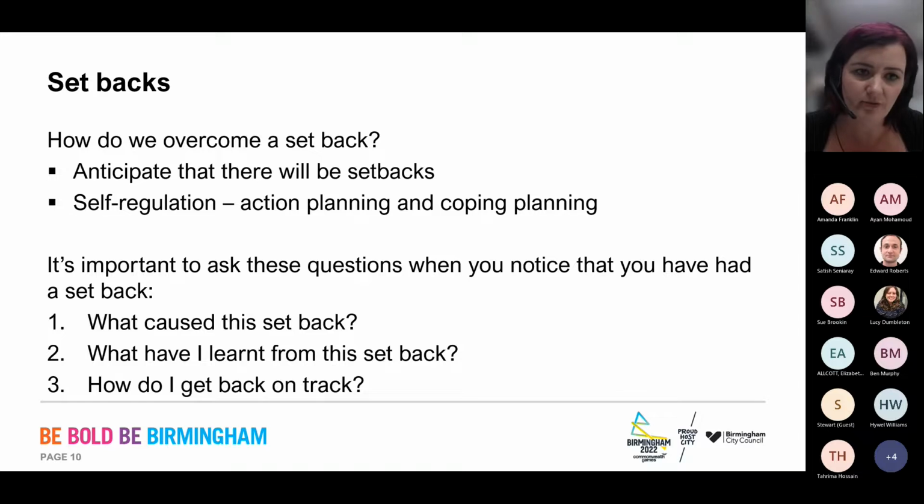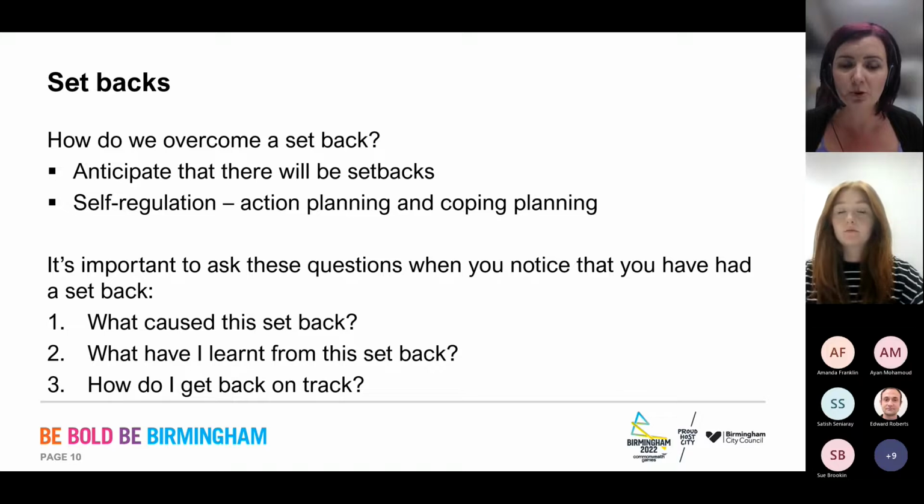Coping with setbacks is really key. We need to anticipate that they're going to happen. So if people think, oh, I'm a complete failure because I had a setback, that's going to be really demotivating. Whereas instead, if you say, sometimes you're going to have a setback, what are you going to do in that situation? And planning ahead and coping with that situation when it comes up and thinking about it in advance means they're much more likely to get back on track afterwards.